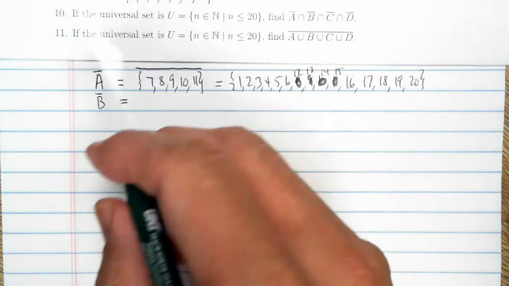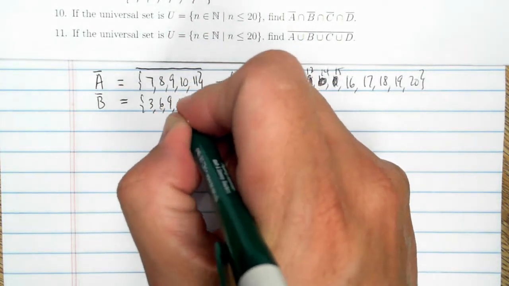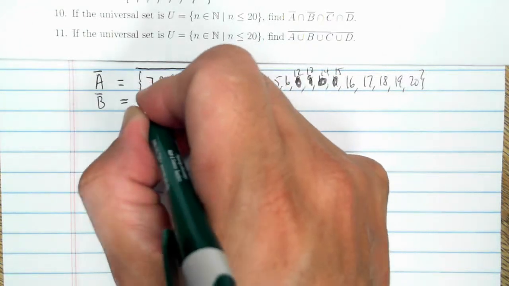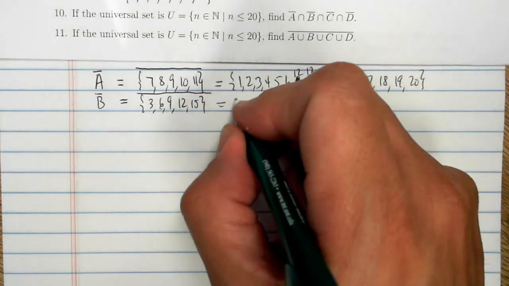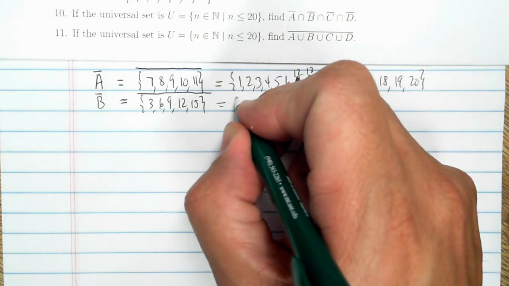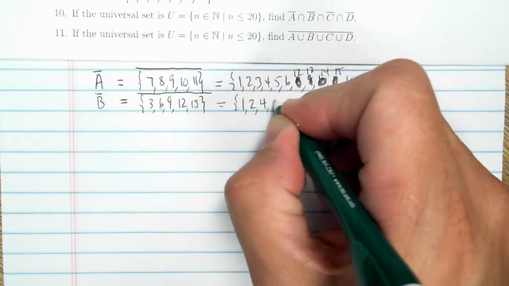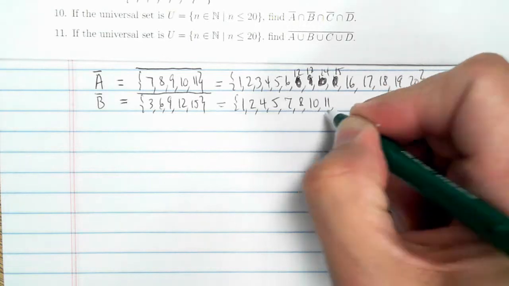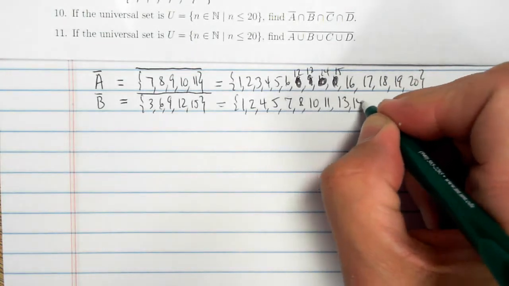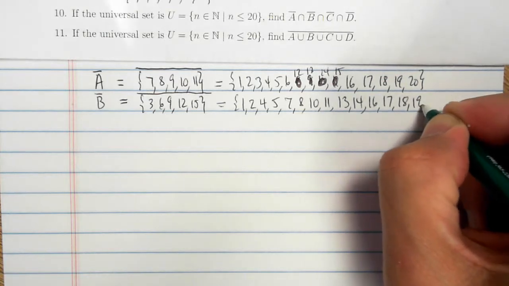B complement. Now B was 3, 6, 9, 12, and 15. So I want the complement of this. And so that's equal to 1, 2, but not 3, 4, 5, but not 6, 7, 8, but not 9, 10, 11, but not 12, 13, 14, but not 15, and then everything else up until 20.